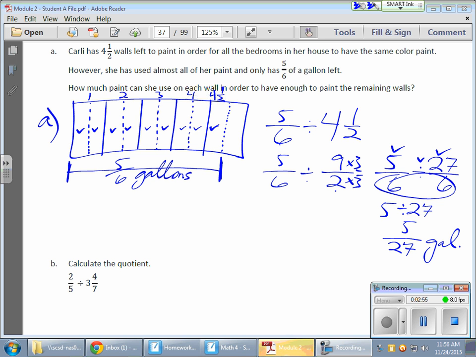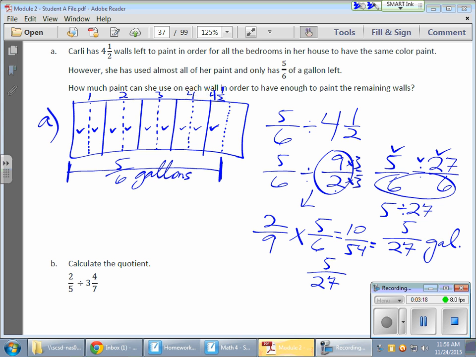Okay, or we can multiply using what we call the reciprocal or the multiplicative inverse. So 9/2 becomes 2/9 of 5/6. And once again, I get 10 over, in this case, 54, but this simplifies to 5/27. So same answer. Okay, so there we go. 5/27, and I'm feeling pretty good. Okay, so let's take a look at the next one.